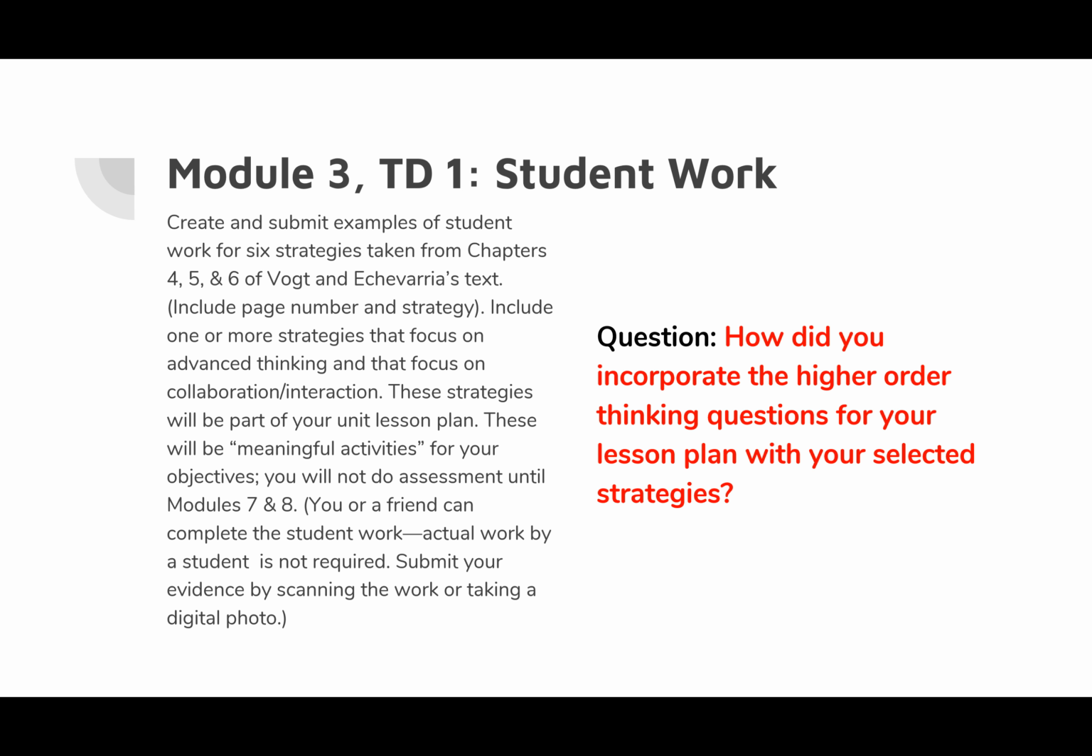And one is threaded discussion number 1 on student work. It says here to create and submit examples of student work for 6 strategies taken from chapters 4, 5, and 6. Be sure to include one or more strategies that focus on advanced thinking and that focus on collaboration and interaction. Remember that these strategies are part of your unit lesson plan and that you should have meaningful activities for your objectives.